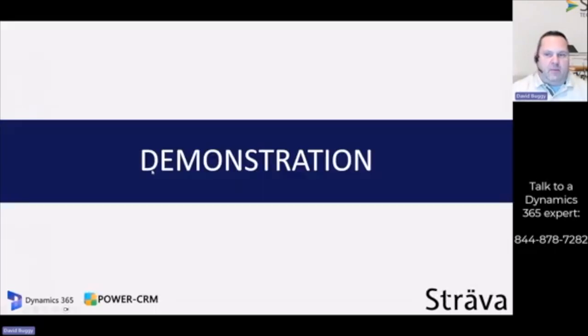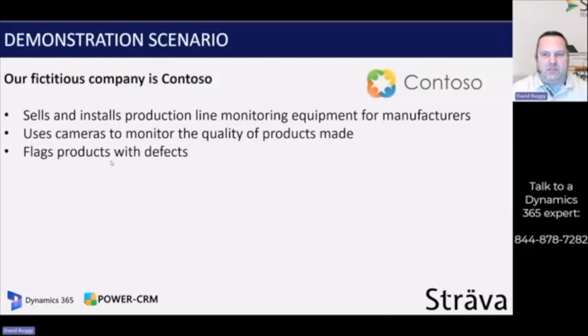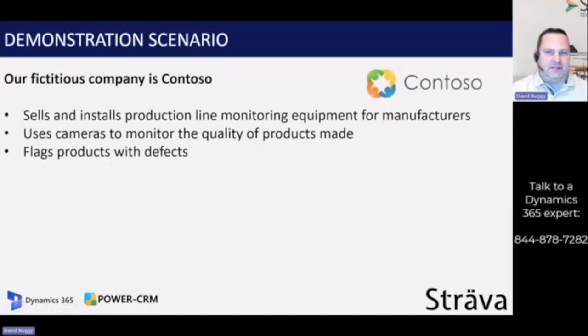So I want to go back to our PowerPoint. I lied. I'm going to get back to PowerPoint just for a minute here, so you have some context. So our fictitious company is going to be Contoso, and what Contoso does is we sell and install production line monitoring equipment for manufacturers. Basically, it's cameras and computer equipment and software that monitor the quality of products coming down the line, and flag products with defects, right? By the cameras looking at the product, and some software and some AI, it can flag products that have defects or blemishes. That's our fictitious company, okay?